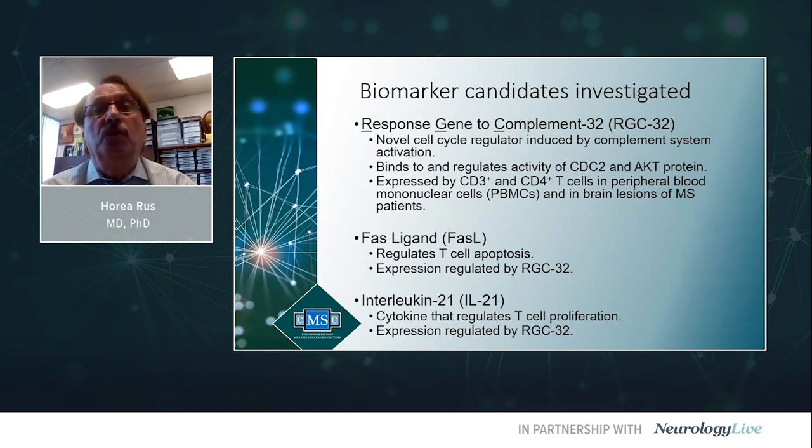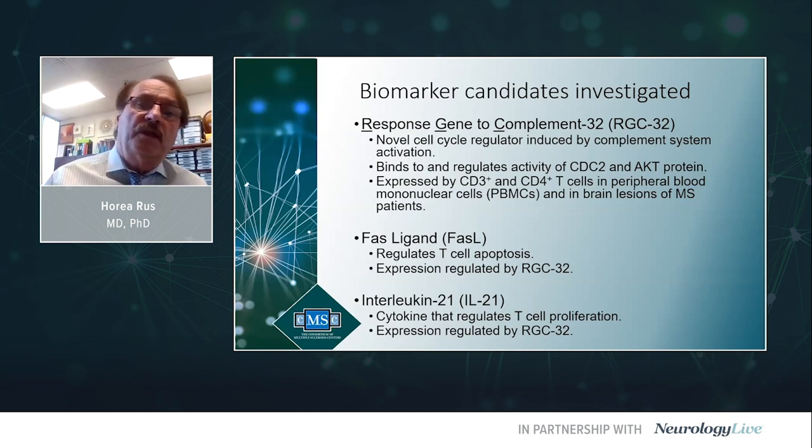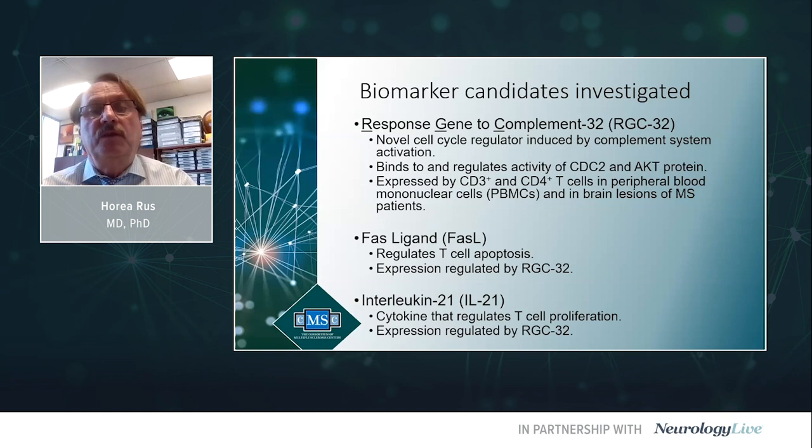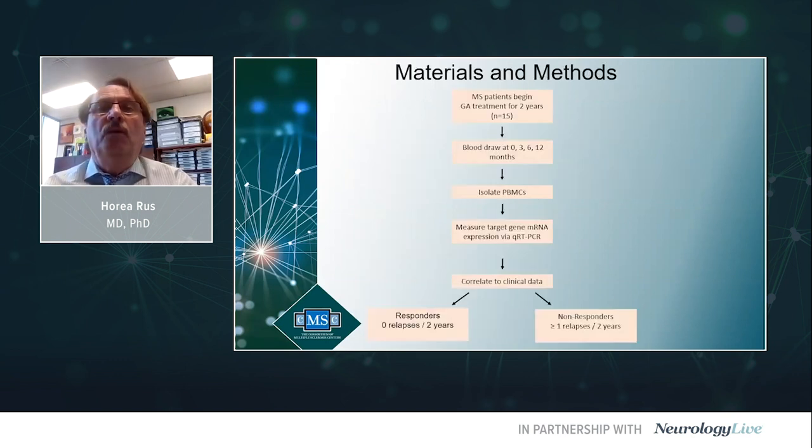So we chose to look at response gene to complement. We also looked at Fas ligand expression and interleukin-21 expression. Interleukin-21 is a cytokine that regulates T-cell proliferation, and its expression is also regulated by RGC32.